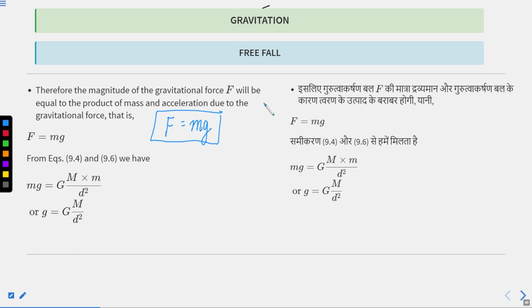I hope it is clear, because we know that force is mass into acceleration, and in this case the acceleration is gravitational acceleration, so force will become m into g. Now we know that force is capital G capital M small m divided by d square. So the mass of the object is cancelled. Capital M is the mass of the earth.